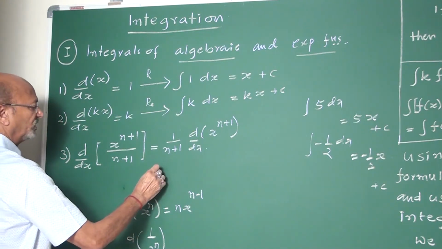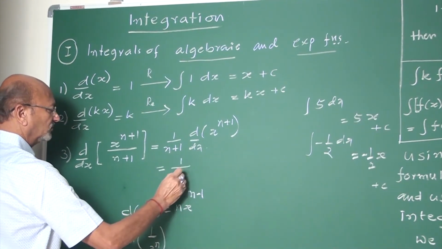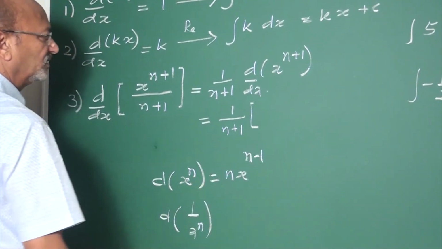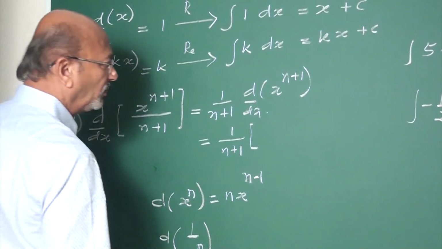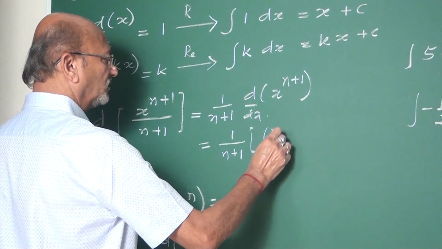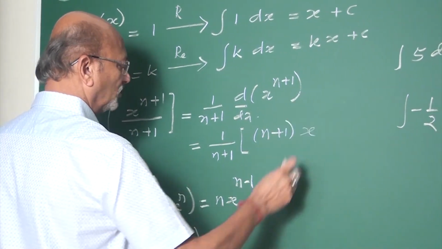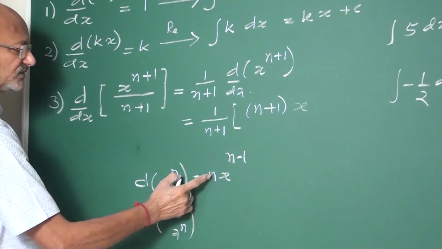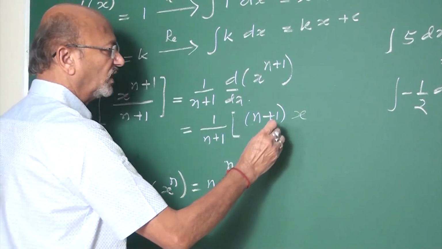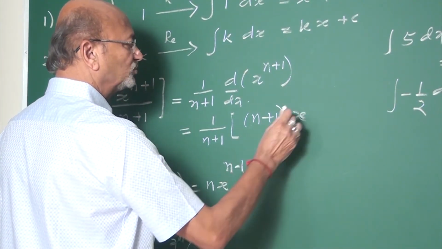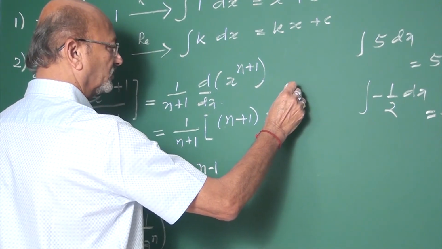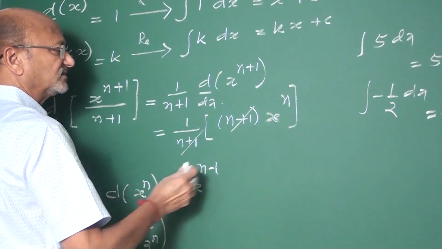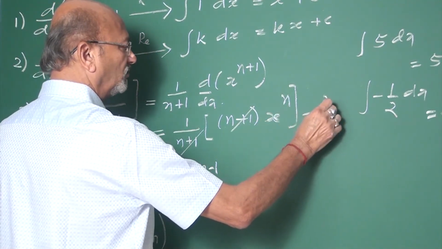Simplify. So, it is 1 upon n plus 1, and write its derivative. What is the derivative, my friend? Power into x to the power 1 less. The power is n plus 1, and 1 less is n. So n plus 1 minus 1. What cancels? The 1 upon n plus 1 and the n plus 1 cancel. You are left with x to the power n.